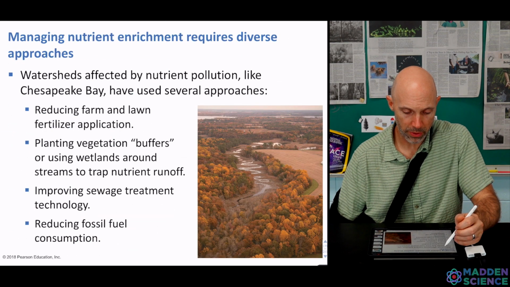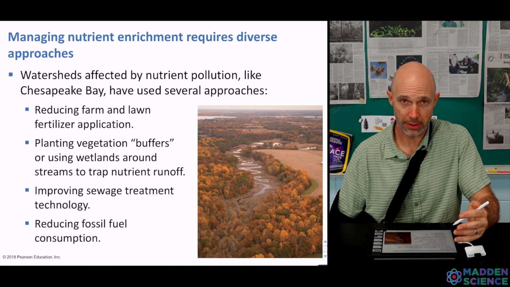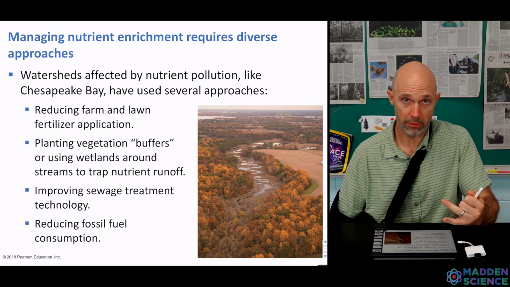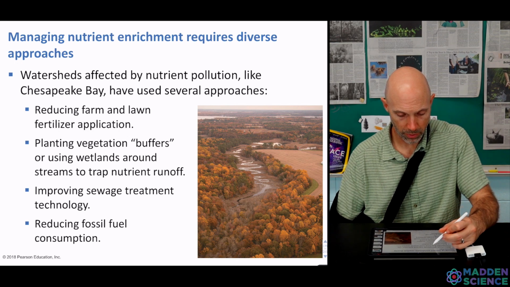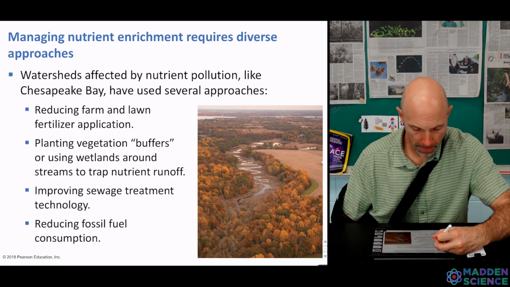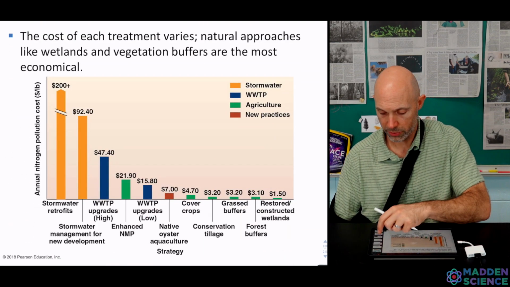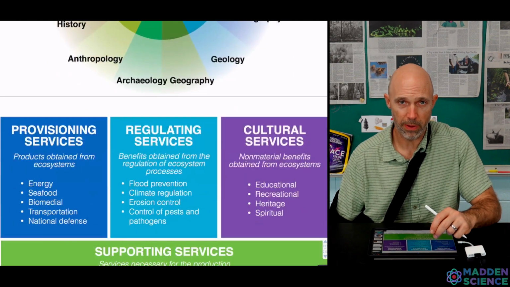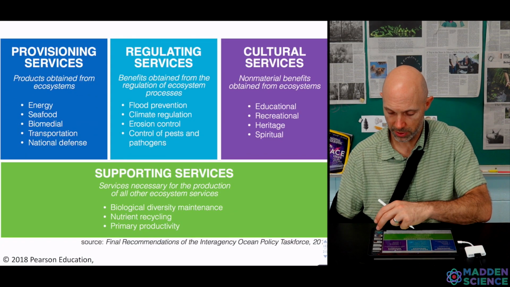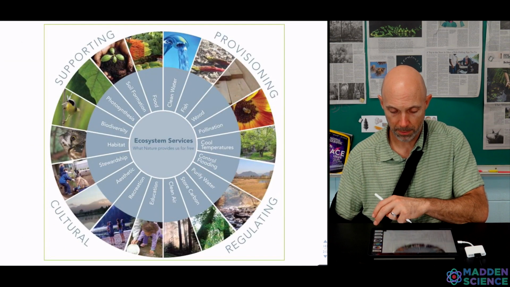This section closes out with managing nutrient enrichment and realizing that it requires a whole lot as things are changing and we are impacting the reservoirs and fluxes of these systems. So here's a number of options, including ones in the Chesapeake Bay. Gives us some of the costs, which relates back to clearly economics and ethics, and also rounds us back to ecosystem services, shown here. All right, that wraps it up.